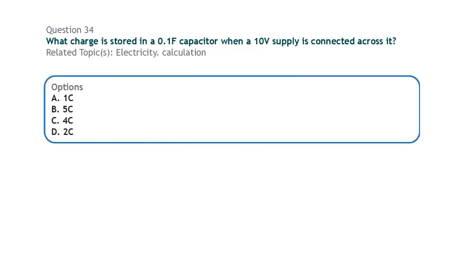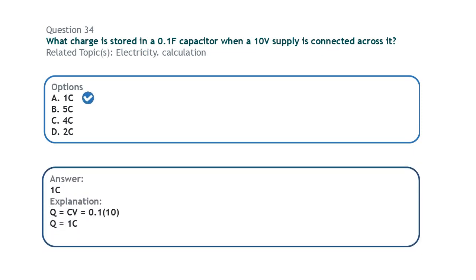Next, also on electricity, what charge is stored in a 0.1 farad capacitor when a 10 volt supply is connected across it? The charge Q stored in a capacitor is equal to the capacitance times the potential difference. Here the capacitance is 0.1 times the potential difference, which is the voltage supply, 10 volts. 0.1 times 10 is 1, so you have 1 coulomb as the charge here.